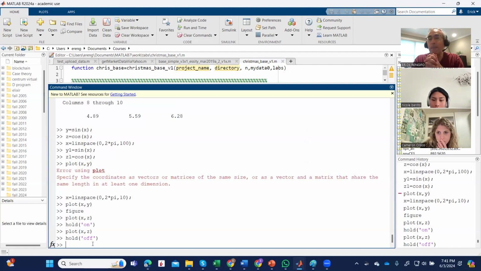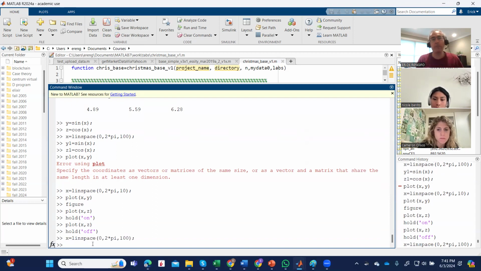Make sense? Okay, now can you please create x, the new x with 100 observations, and then make the graph of x, y1 and x, z1. Okay? So first you need to define your new x. Not this one. This one here.